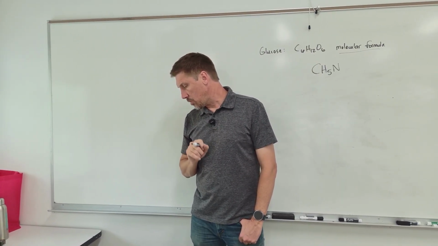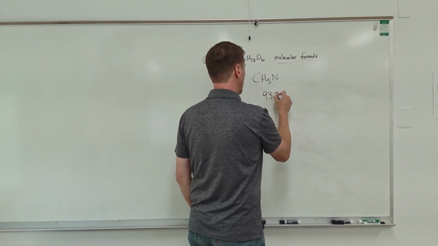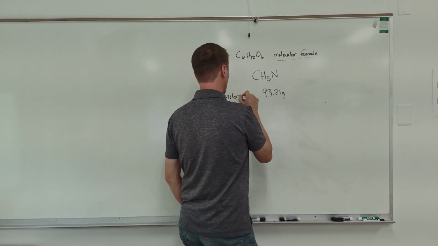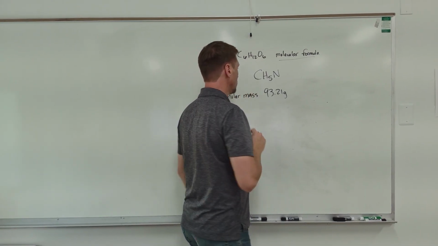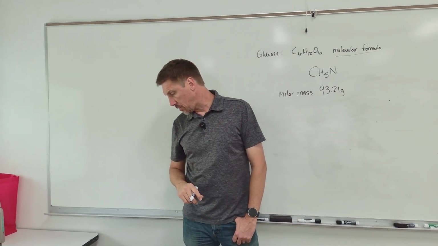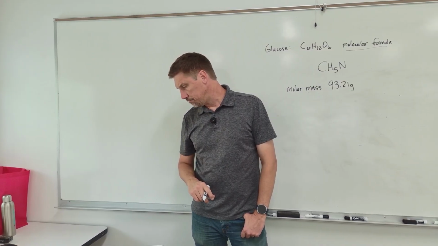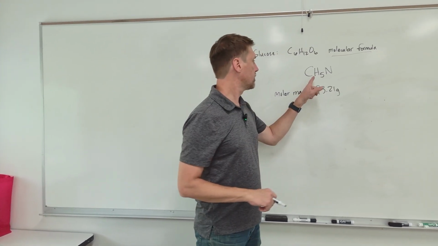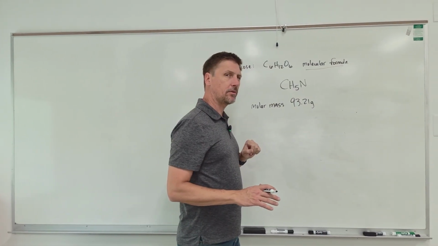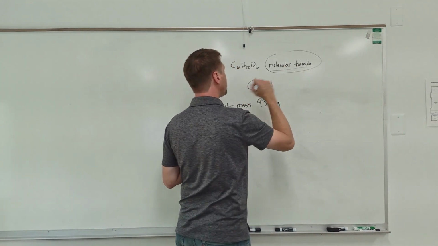They do tell us, though, that the molecule has a molar mass of 93.21 grams. That's the actual molar mass of this molecule. So they want us to give the molecular formula. How would we figure that out? Well, we know that this is not the molecular formula. I may have said empirical when I needed to say molecular a minute ago. We're trying to find the molecular formula, right?